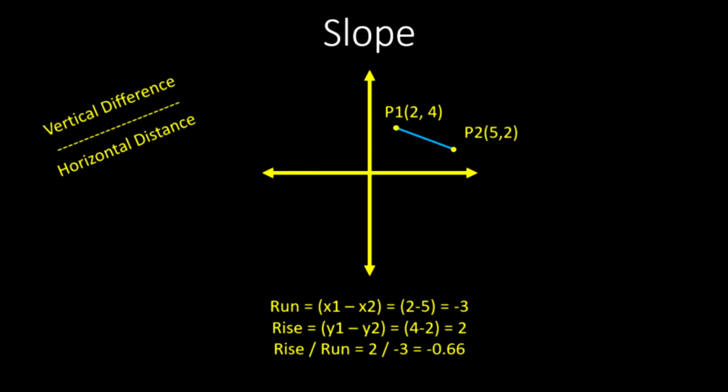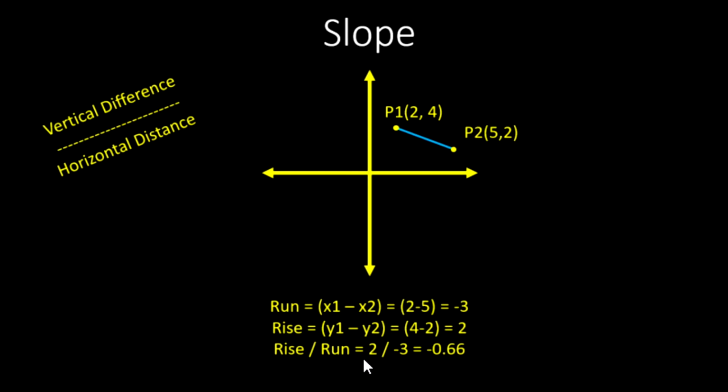This is one that most of us are already familiar with, but this is calculated as the vertical difference between 2 points divided by the horizontal distance between those 2 points. And so essentially here I have an example of a point that's located at 2, 4. Those are the X and Y coordinates, whereas point 2 is located at 5, 2. And so we're going from point 1 to point 2. So we're going to go down in this case.